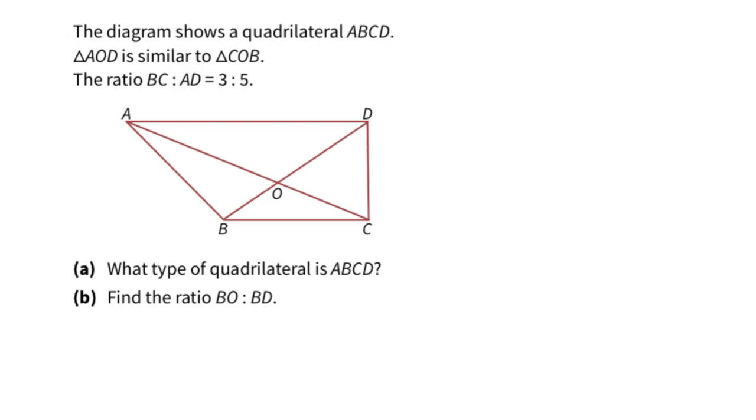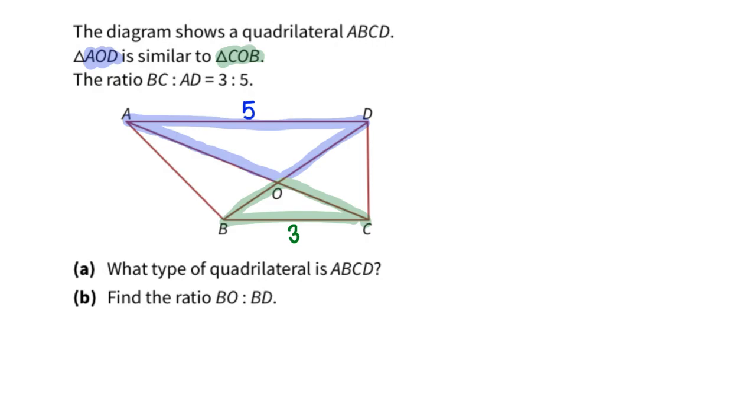We are given this diagram, and there's a triangle AOB that is similar to triangle COD. Given the ratio, which is important, BC is 3 units, AD is 5 units, alright?